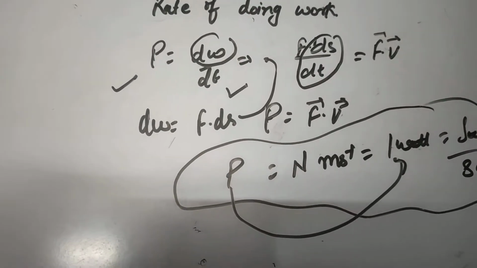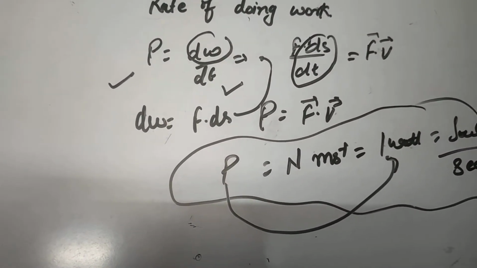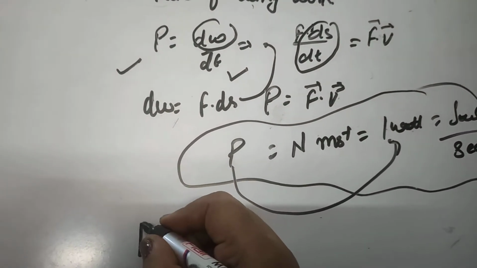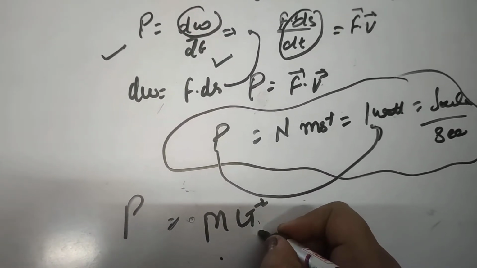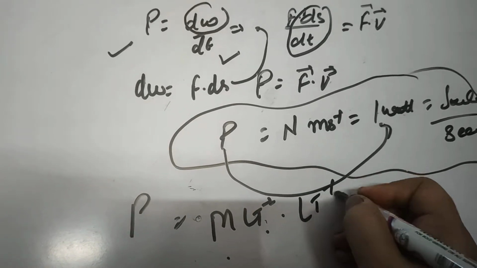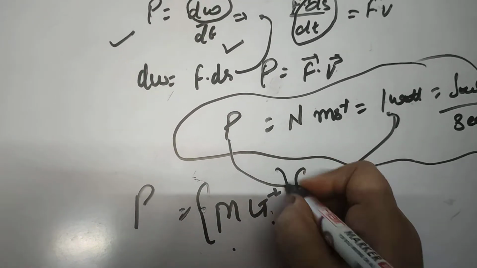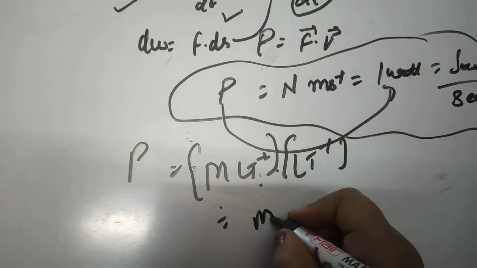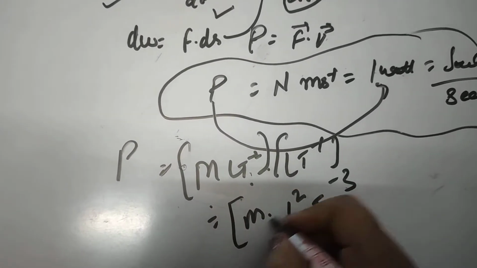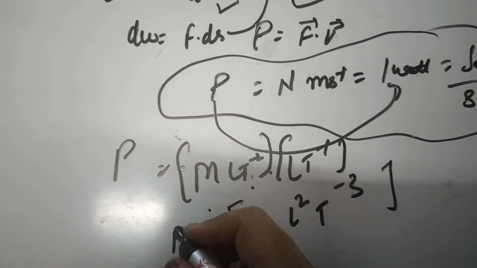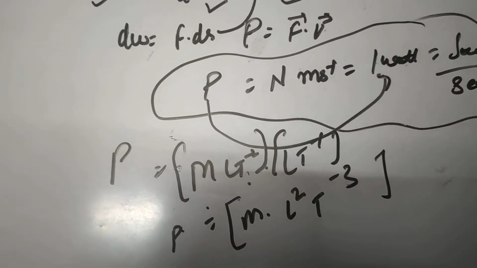Right, now next we can write the dimension formula for power. Force is MLT minus 2, mass into acceleration, and velocity is LT minus 1. So if we combine these two, we get ML2T minus 3. So this is the dimension formula for power.